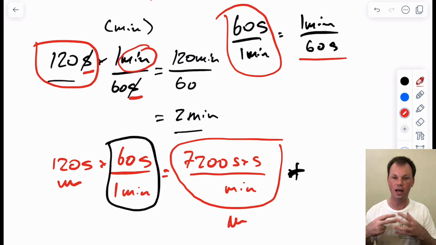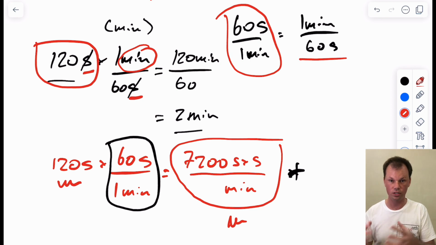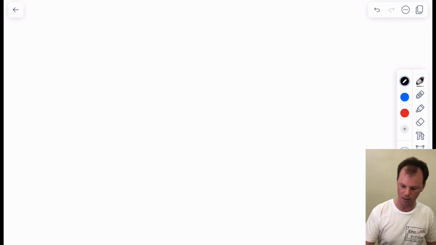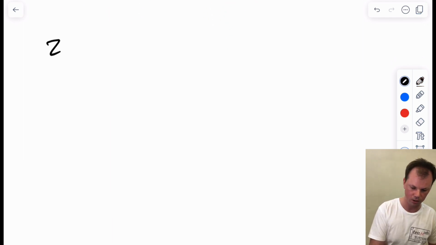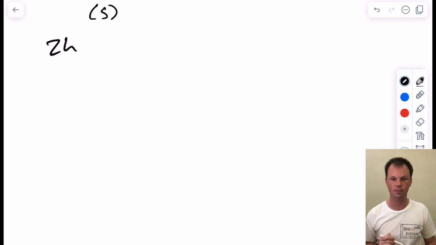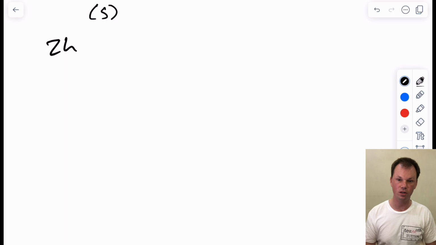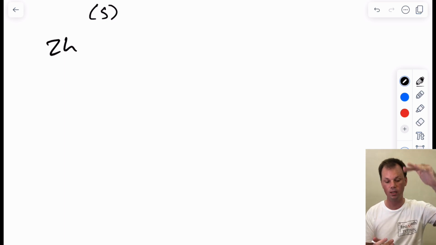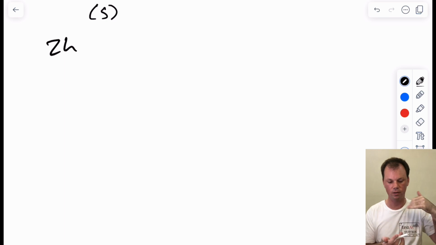Now we can do slightly more complicated unit conversions where we do sort of a chain of them, and this will be my last example. So let's say we wanted to convert 2 hours, and we wanted to convert it into seconds. So the first thing we can do is, if we don't know how many seconds in 1 hour, we can do a partial one, right? We can first convert to minutes.